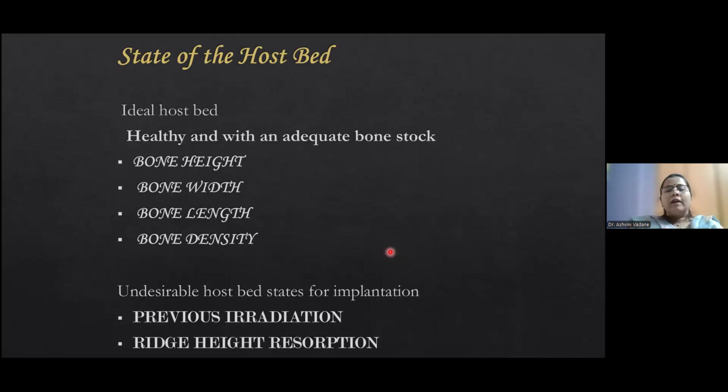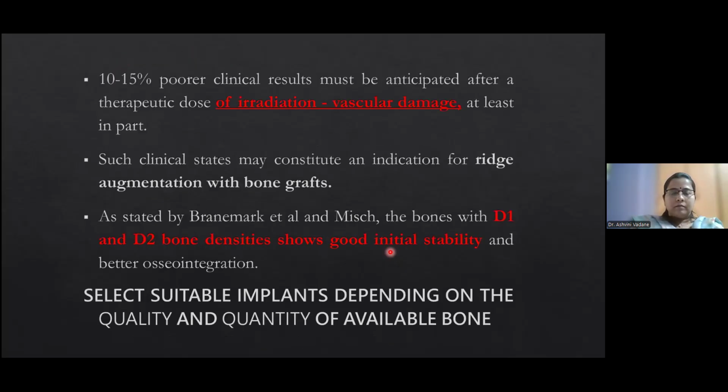Okay, so we have to take into consideration whether the patient had undergone radiation therapy, because in some cases they might have undergone radiation for oncology treatment, and usually in old age patients there is the problem of ridge height also. So these are the undesirable host beds for the implantation. 10 to 15% poorer clinical results must be anticipated after therapeutic dose of irradiation, due to vascular damage, at least in part. Okay, this is regarding the radiation patients.